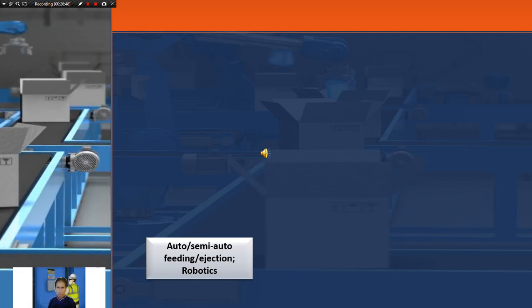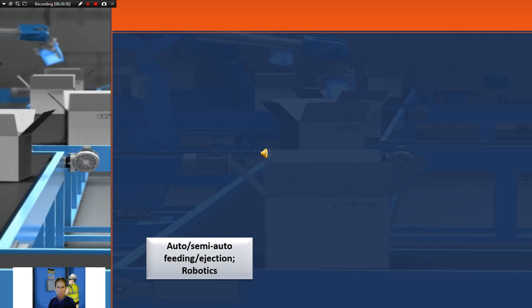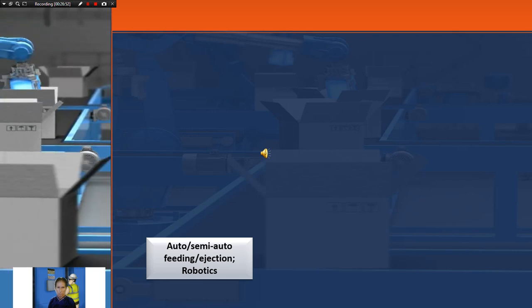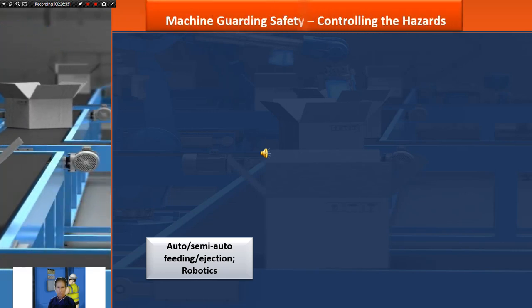Machine guarding safety, controlling the hazards. Other safeguarding strategies may include location and/or distance, and feeding and ejection methods.